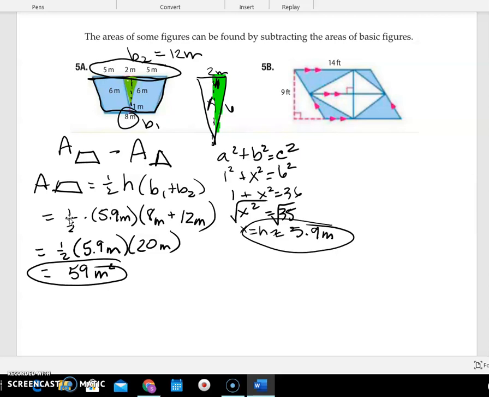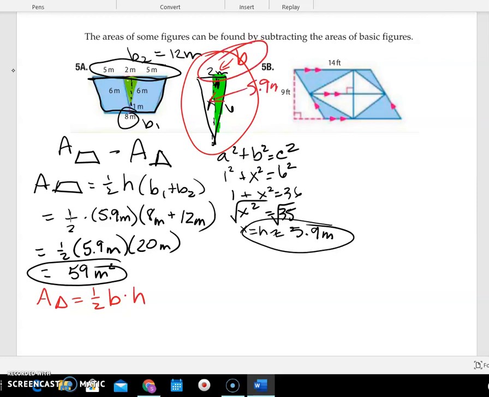Then I want to find the area of the triangle. Well, I've got my triangle over here. Here's my triangle. And so the area of the triangle is 1/2 base times height. The base is my 2 meters. My height, we figured out, was 5.9 meters. And so that's what I'm going to put in here. So 1/2 times 2 meters times 5.9 meters is equal to 5.9 meters squared.